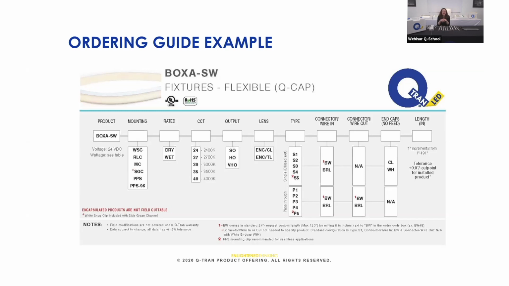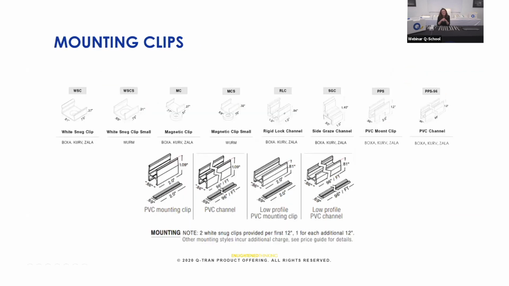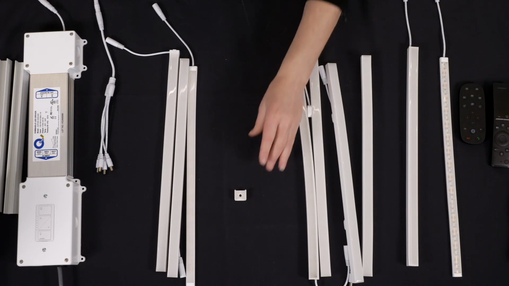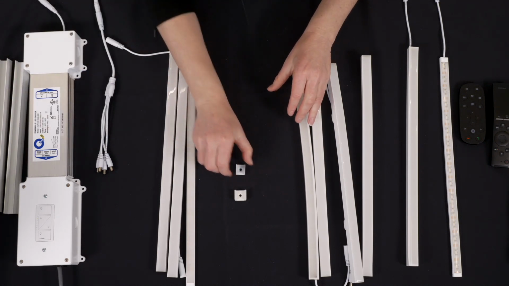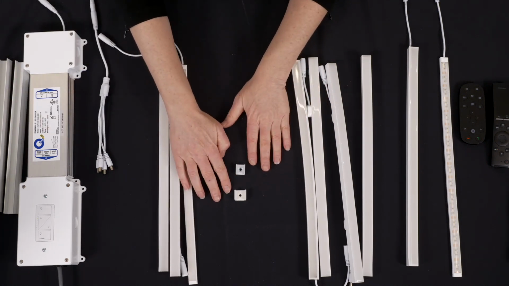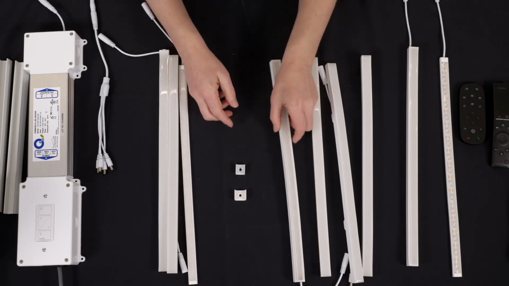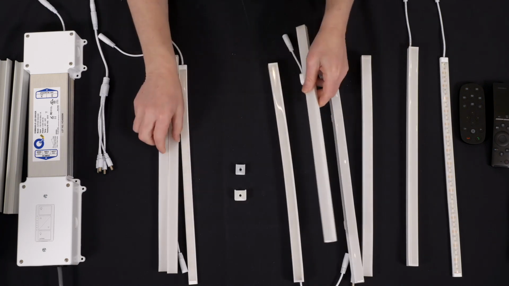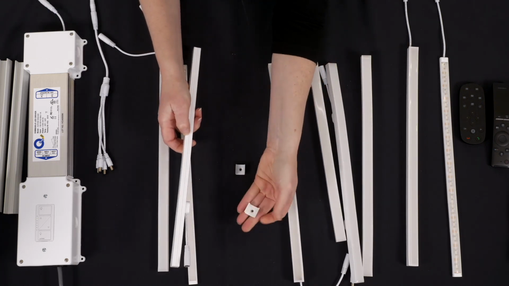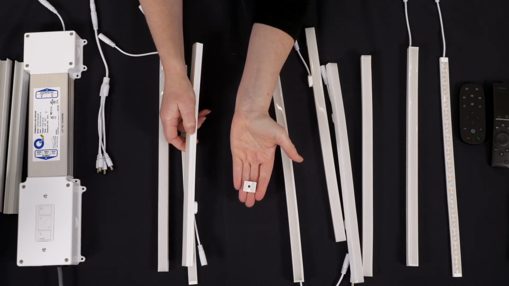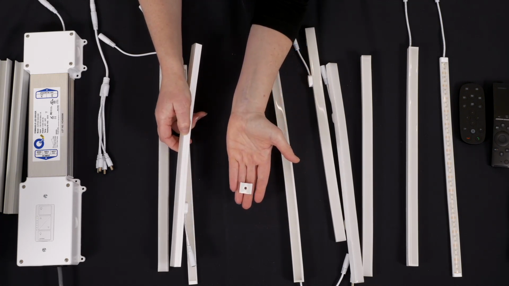Absolutely. Great point, Maura. Okay, now we can talk about how you install them. Thank you. So speaking of mounting clips, every product has a white snug clip available. The Worm uses the smaller size. White snug clips are stainless steel clips painted white to match the housing, and they have the ability for you to go ahead and just snap a fixture right in, as Maura is about to show you.